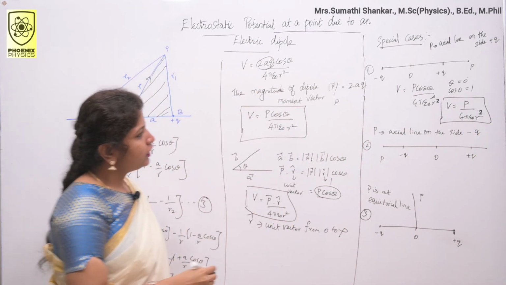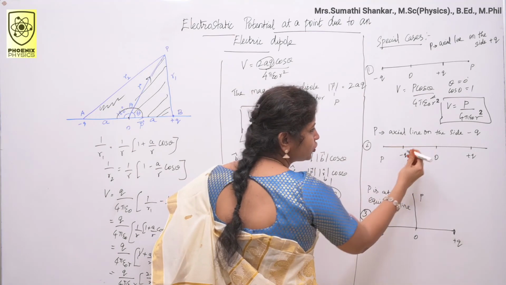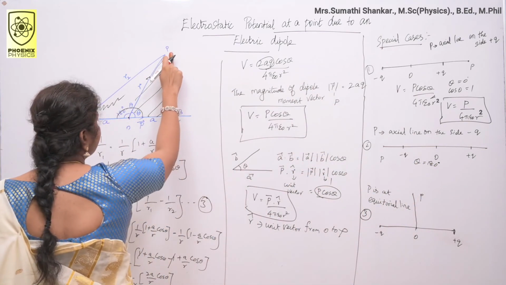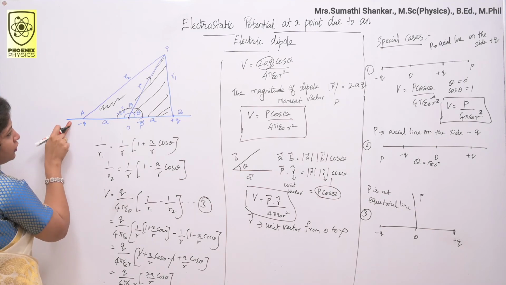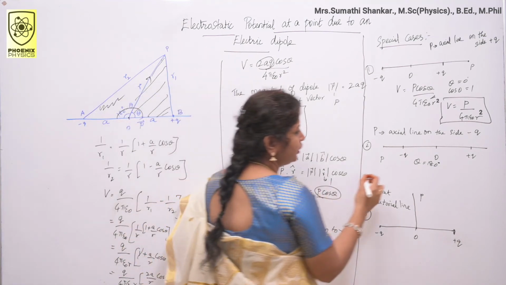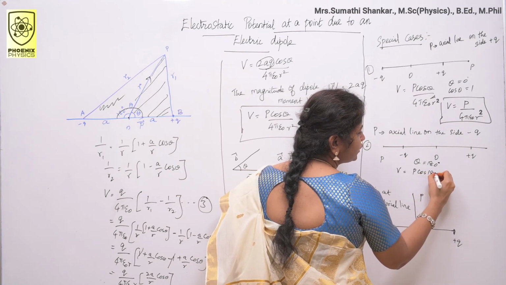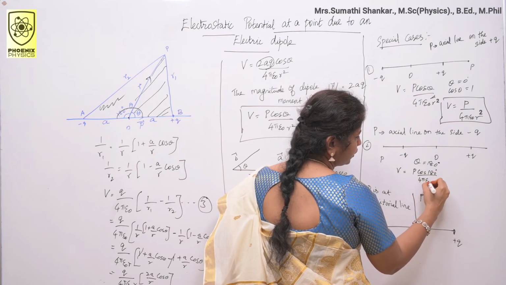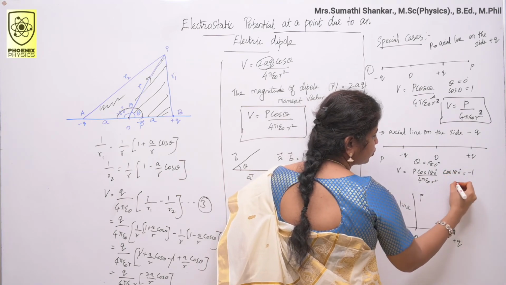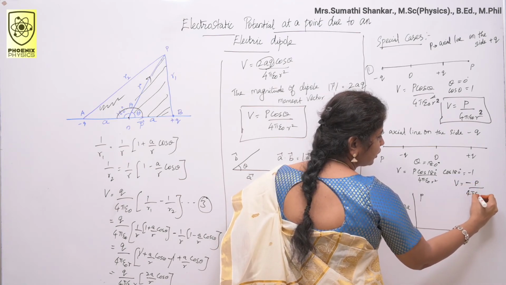Next case, here P lies on the axial line on the side of minus Q. Minus Q means here theta is equal to 180 degree. That is the diagram. Now how do you calculate V? V is equal to P cos 180 degree by 4 pi epsilon naught r square. You know that cos 180 degree is equal to minus 1. So V is equal to minus P divided by 4 pi epsilon naught r square.